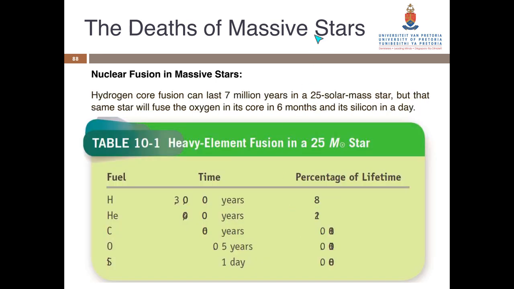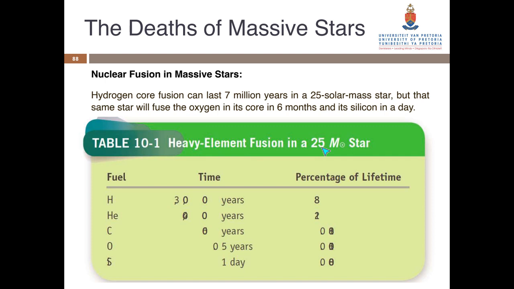Hydrogen core fusion will last about 7 million years in a 25 solar mass star. But the same star will fuse oxygen in its core in 6 months and silicon in a day. So that is actually quite scary. So here we can see a table of heavy element fusion in a star with 25 solar masses. So that means 25 times the mass of our own sun.